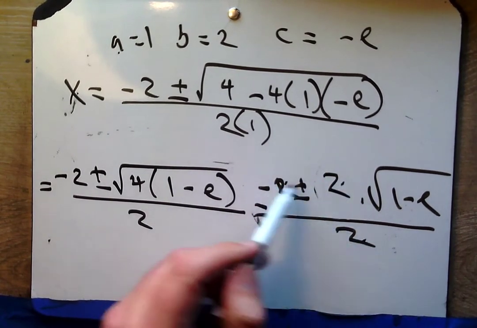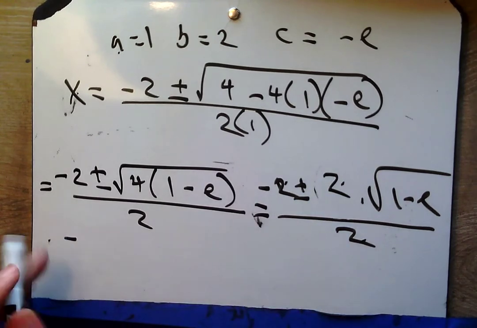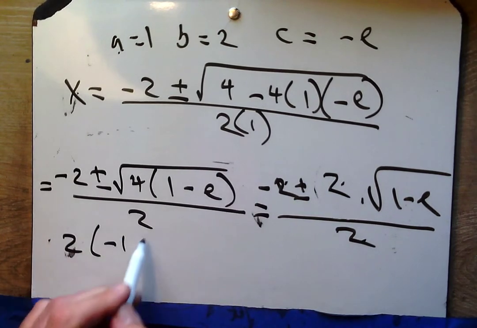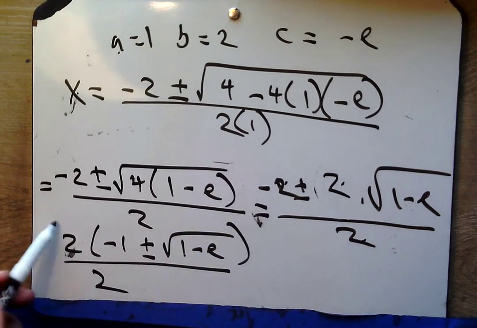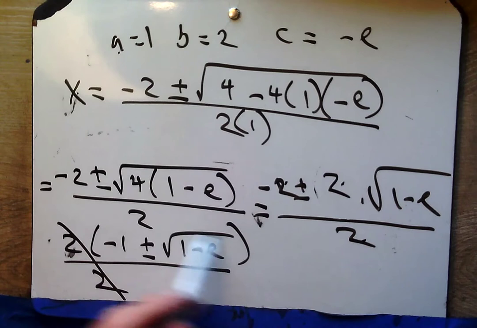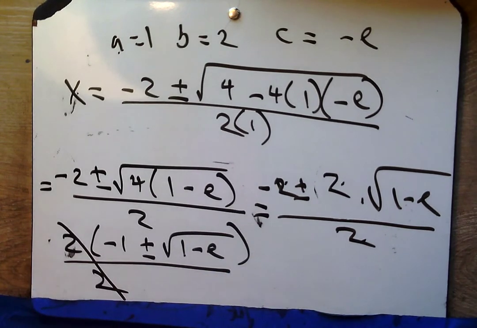And now look at all the 2's. I can pull a 2 out of the top. Negative 1 plus or minus the square root of 1 minus e, over 2. Tink. And that's my answer. Or is it? So there's 2 solutions, right?